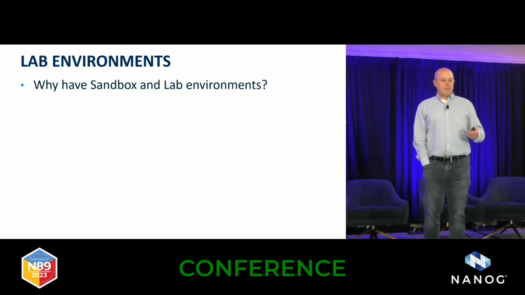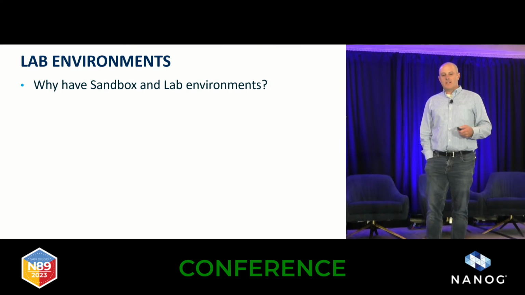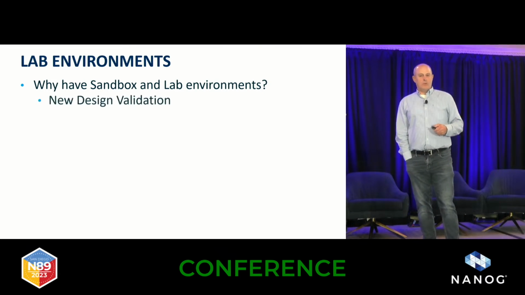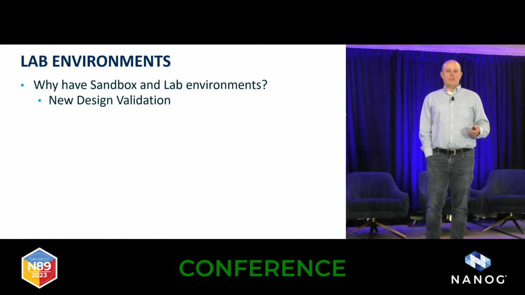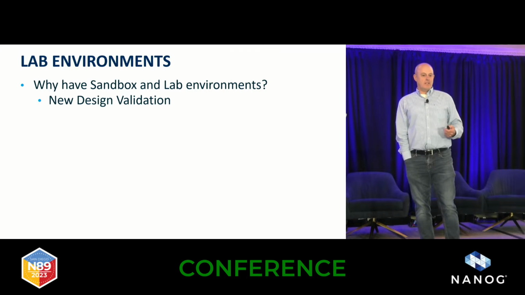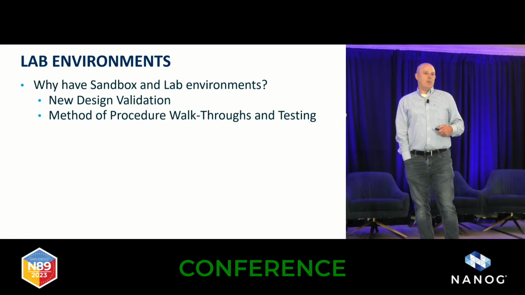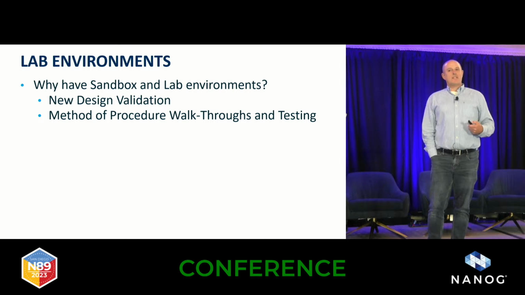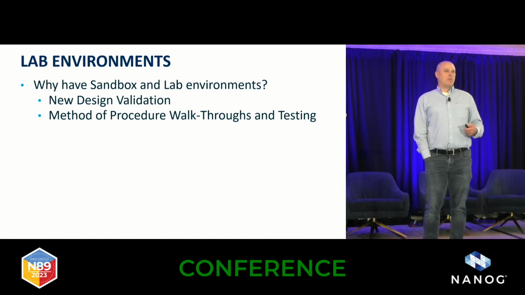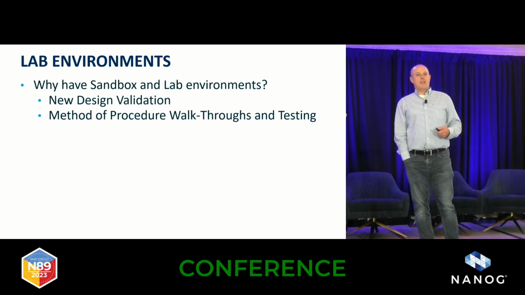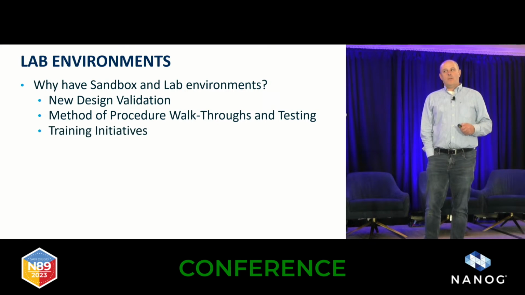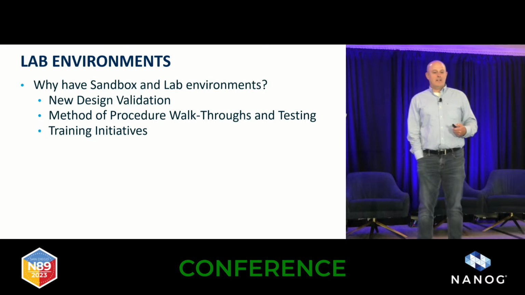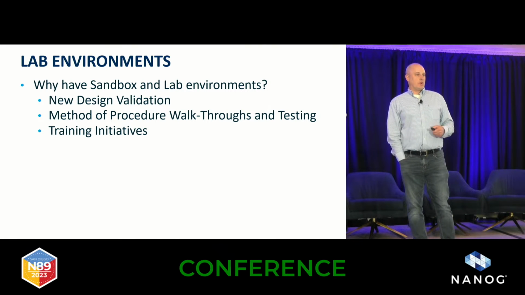So let's talk about lab environments. Why have our sandbox and lab environments? Well, we need a place outside of our production networks to be able to test things. That might be new design or new technology validations. We need to give our engineers an environment to test those maintenance windows and write up good methods of procedures that they can walk through and test so they know what they're going to be up against. And we also need a footprint to provide a training platform for our engineers.